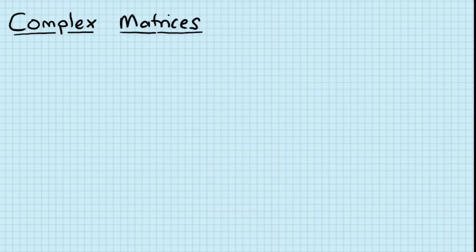So we are talking about complex matrices. Up to now, every matrix that we've met has been real valued. So you had something like A, B, C, D, and A, B, C, and D are real numbers. So these are real valued matrices. We haven't yet seen any complex valued matrix.